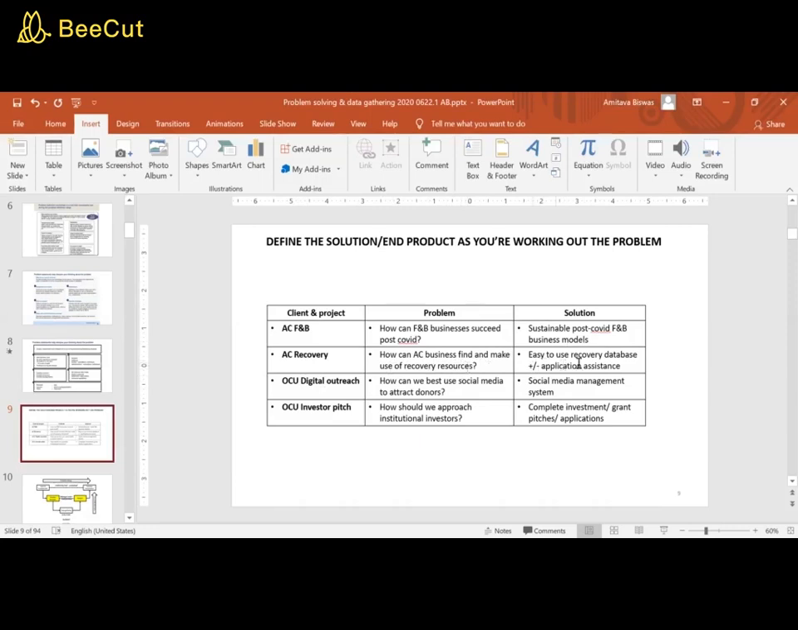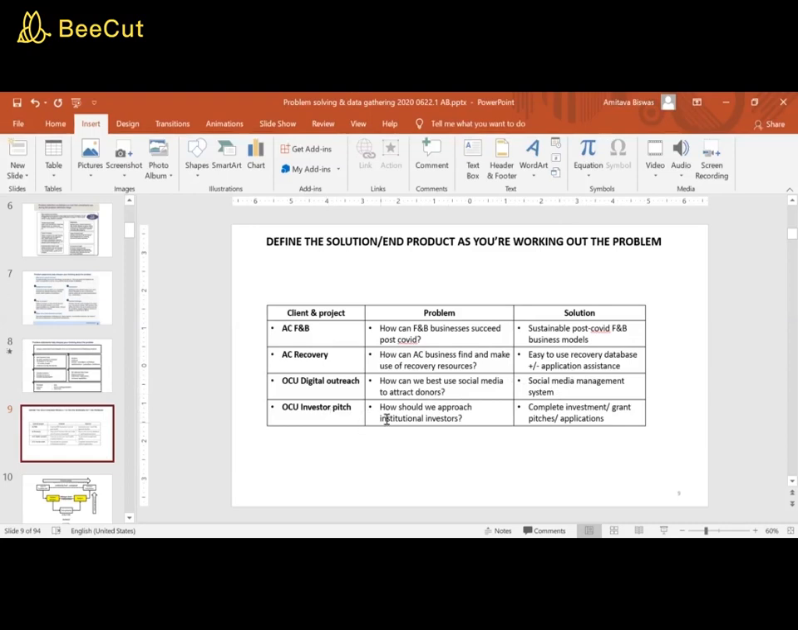So what we want to put together is an easy to use recovery database, with or without application assistance, meaning is it enough to just have a database and see that certain things are available, or do they need some help in actually applying? We probably need to think about that at some point. For the digital outreach group, how can we best use social media to attract donors? Then we're going to be putting together a social media management system, which uses social media to attract donors. So that's what we need to design.